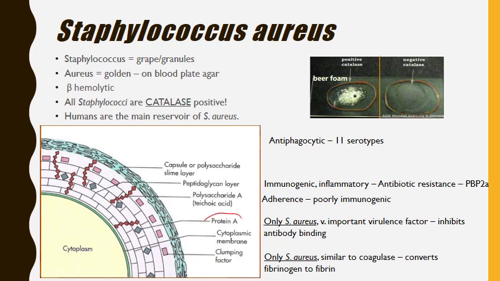Protein A. Only Staph aureus creates protein A. This is a really important virulence factor. Basically what it does is it inhibits antibody binding or antibody-mediated clearance of Staph aureus. So how does it do that? It binds the Fc portion of antibodies. Here's an IgG antibody I'm drawing over here. You can see its prototypical Y shape there. So it binds the Fc portion.